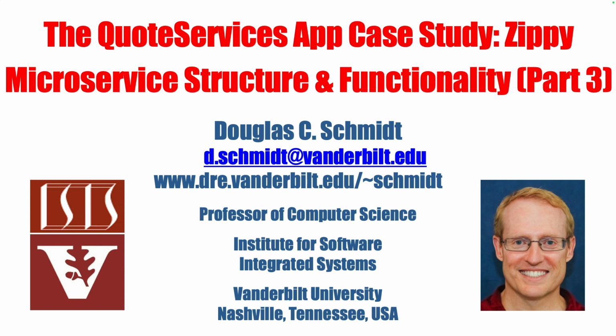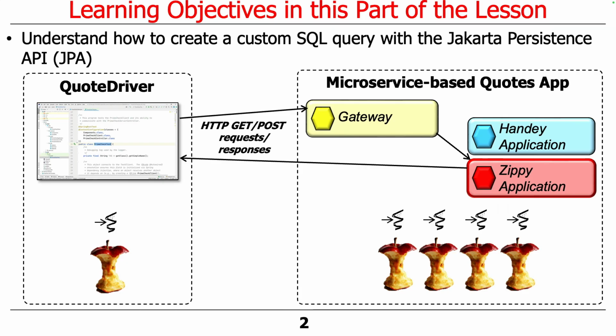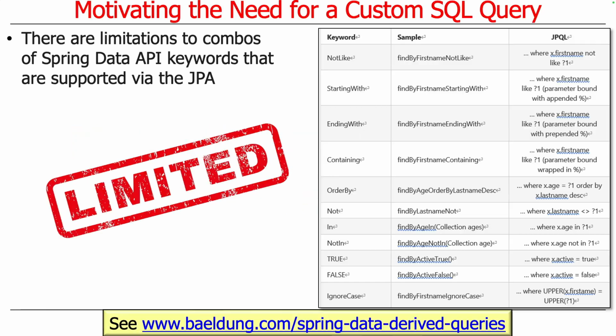So the next part of the lesson, we will look at how to write a custom SQL query using the programmatic features of the Java Persistence API, or the JPA. So first, let's talk about why we even need to do this, right?